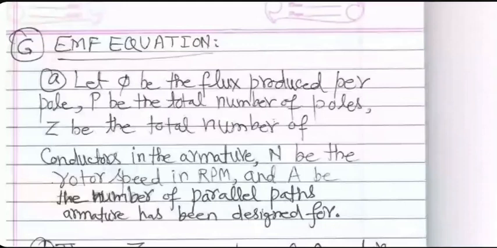Z is the total number of conductors in the armature. Capital N, let's say, is the rotor speed in RPM. And windings on armature are connected in parallel to improve the current carrying capacity. Let's say that the number of parallel paths is capital A. Conductors on the armature is Z. So conductors per path will be Z divided by A. Simple.